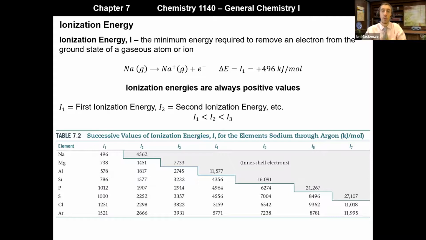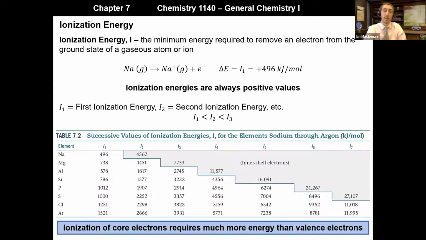The reason for this dramatic increase is that the removal of the third electron from magnesium involves the removal of a core electron. Magnesium, if we draw out its electron configuration, only has 2 valence electrons. So the first ionization energy will remove one of those valence electrons. The second ionization energy will remove the second valence electron. But then if you're going to ionize a third electron, that requires the loss of a core electron.